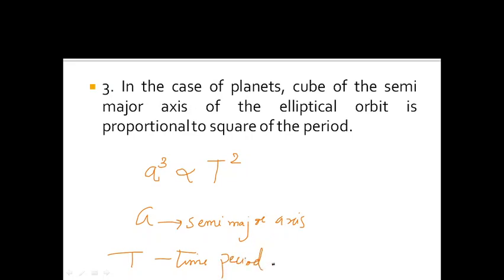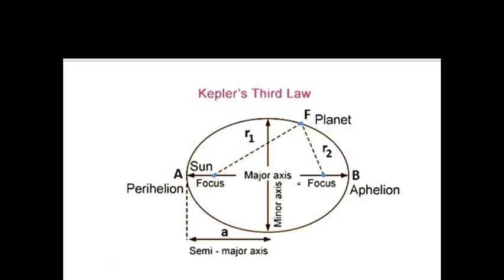So let us see a picture. So here you can see an elliptical orbit. The Sun is at one of the foci.